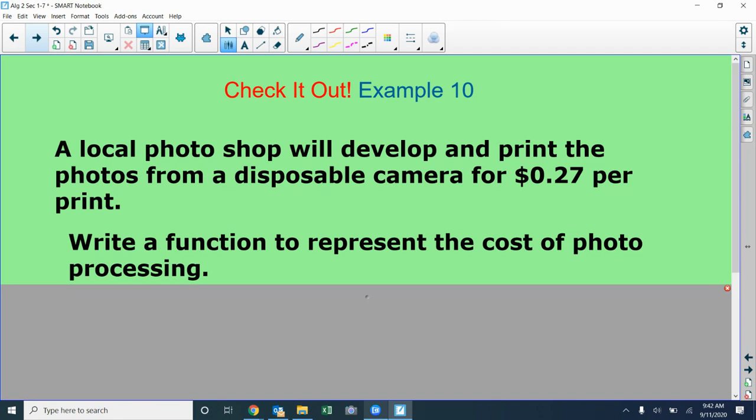This one's a little different than that carnival one, isn't it? What's the difference in this one than the carnival one? There's no flat fee, is there? Okay, there is no straight up flat fee, so my cost is a function of the number of prints. Make sense? Cost is a function of the number of prints, and that's just gonna be 0.27 times my number of prints, isn't it?